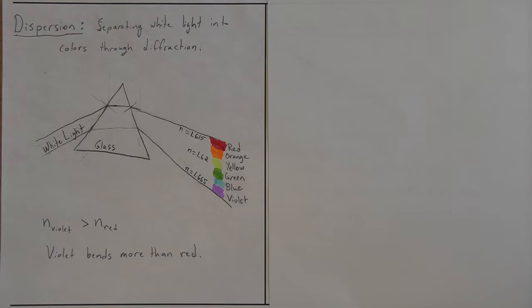Right there, that's the original light, and it's white, and somehow that double bending of the light, bending twice by a piece of glass, separated that white light into colors. So what I'm going to do is now explain why that happened using refraction and Snell's law. So why did that happen?